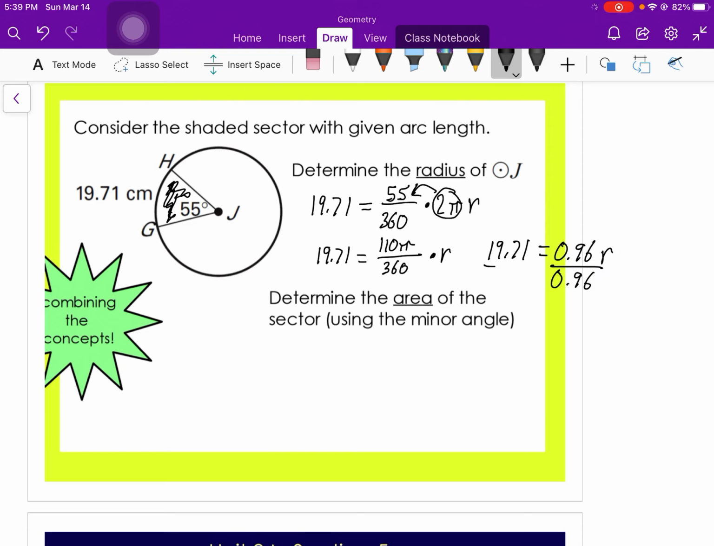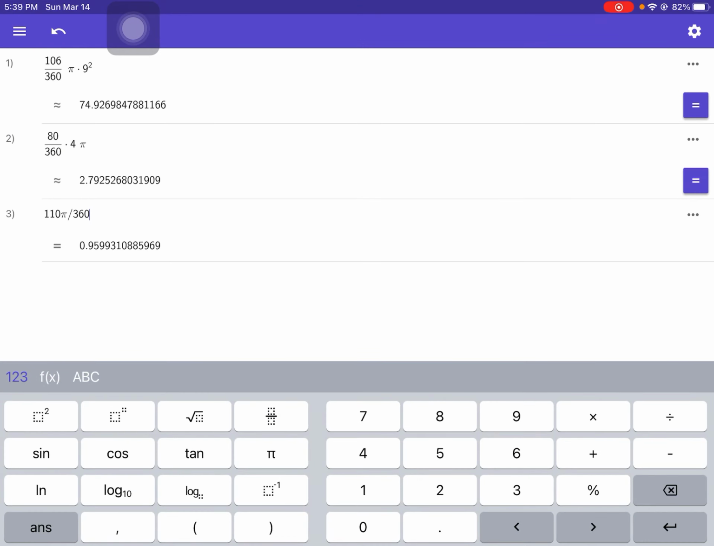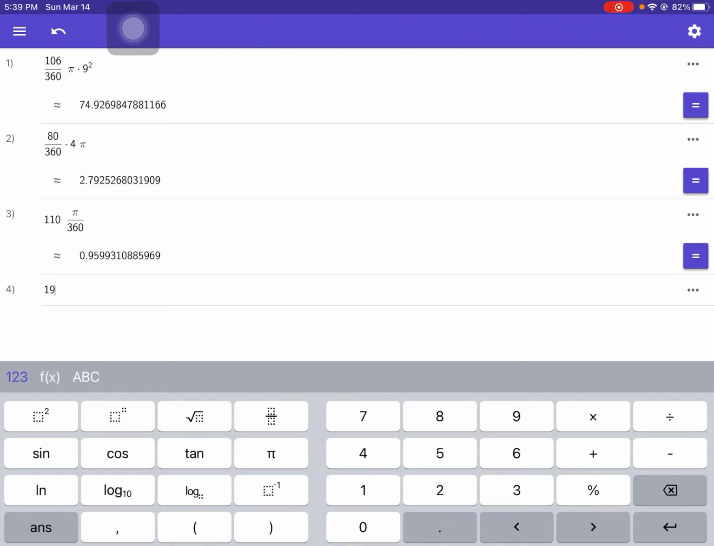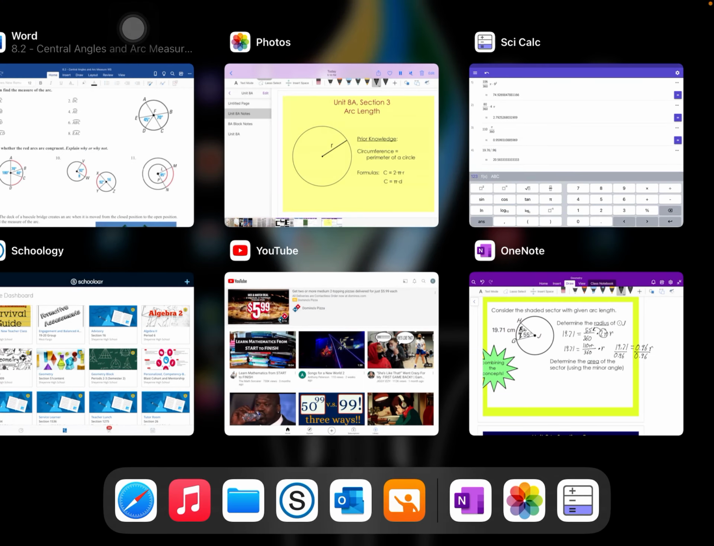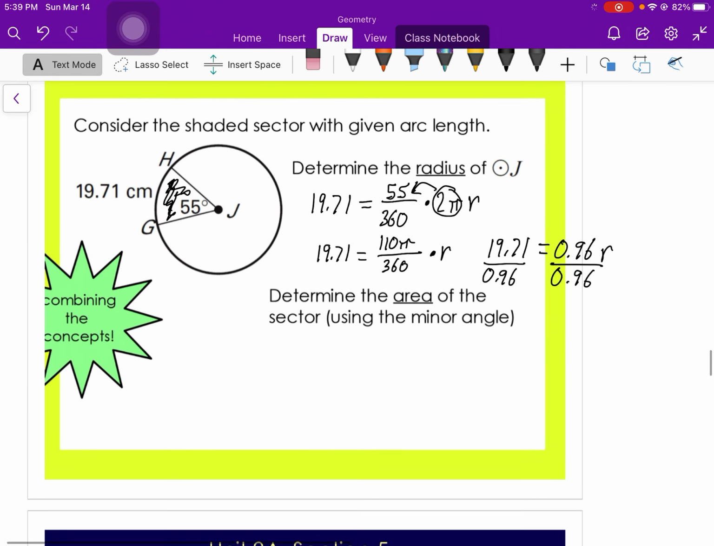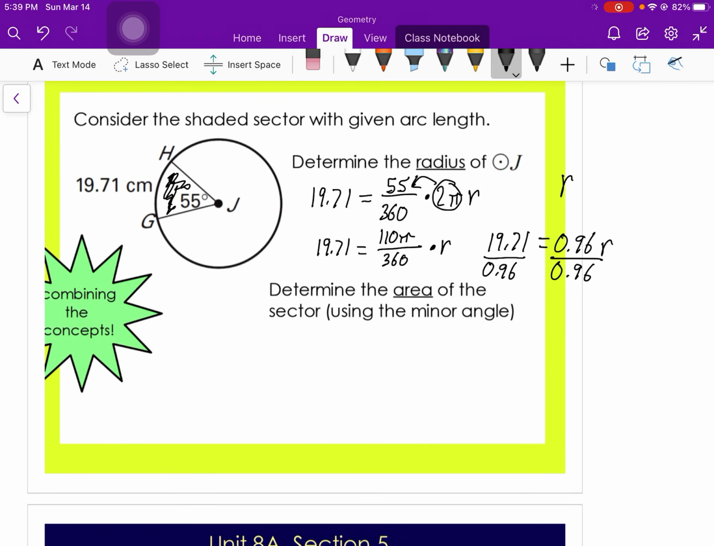We're going to divide by that to this 19.71. Divided by 0.96, we get approximately 20.58 is what we'll round that to. So r is about 20.58 centimeters.